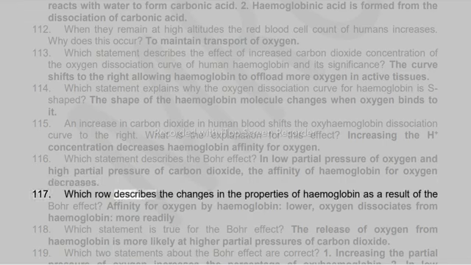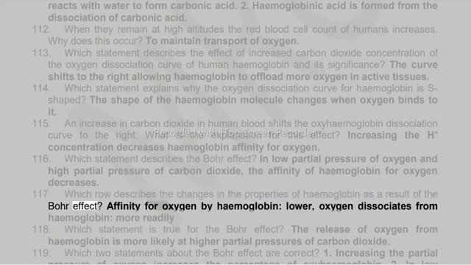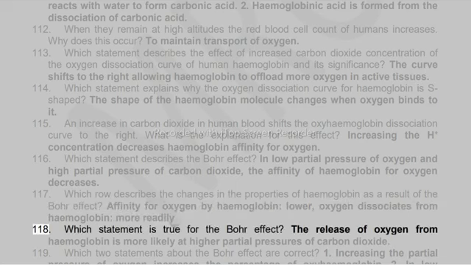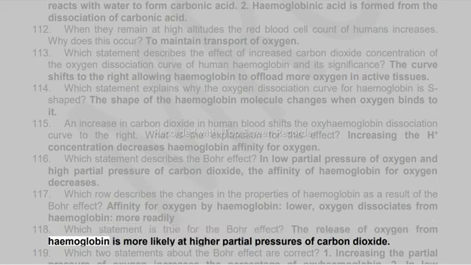117. Which row describes the changes in the properties of hemoglobin as a result of the Bohr effect? Affinity for oxygen by hemoglobin, lower; oxygen dissociates from hemoglobin more readily. 118. Which statement is true for the Bohr effect? The release of oxygen from hemoglobin is more likely at higher partial pressures of carbon dioxide.